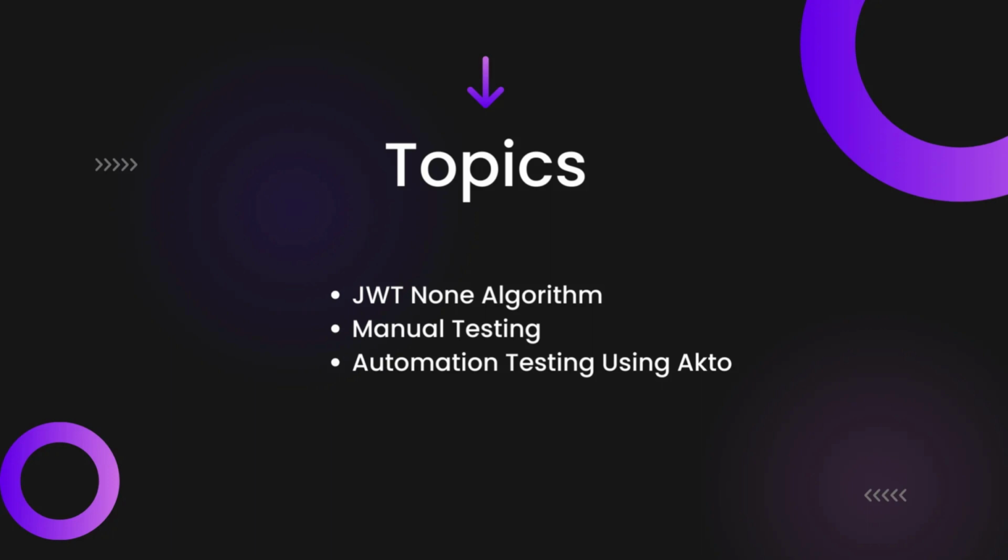This video covers JWT None Algorithm vulnerability. First, we will see how we can manually test for it, and then we will automate this test using Akto.